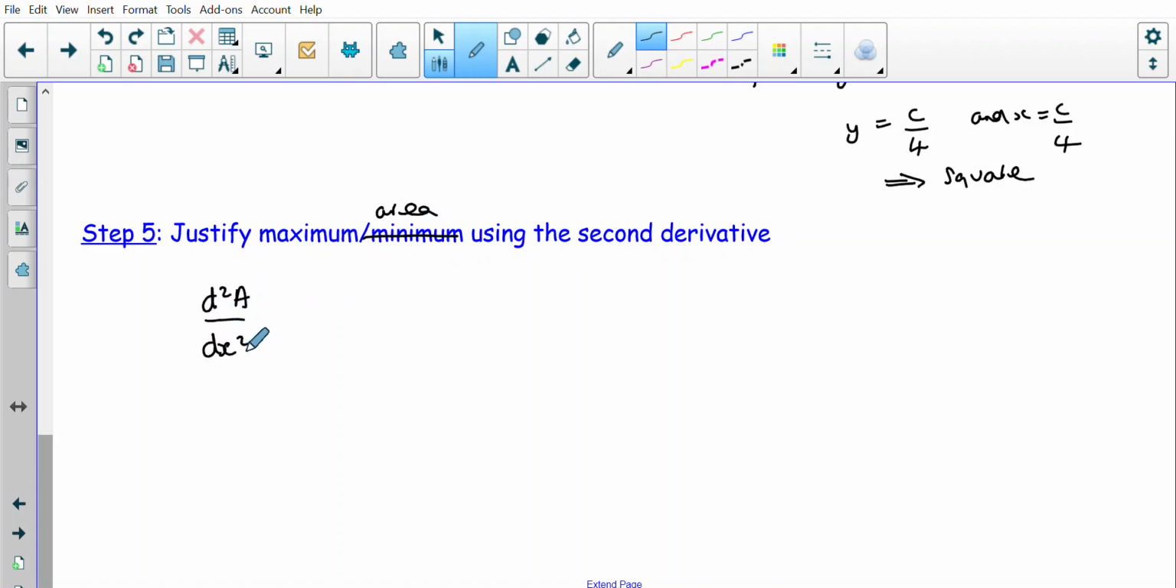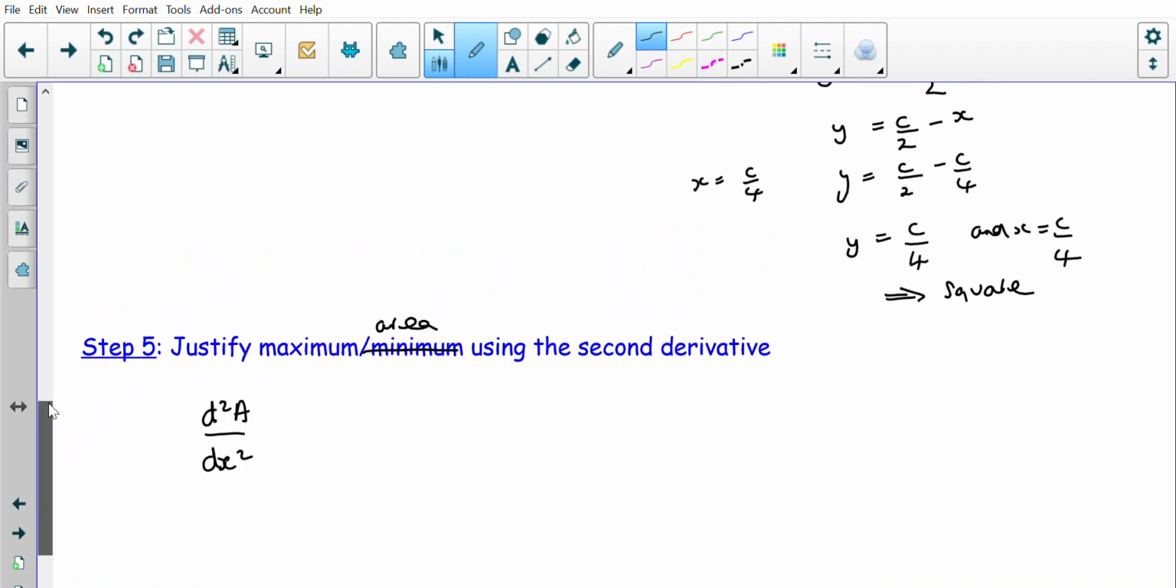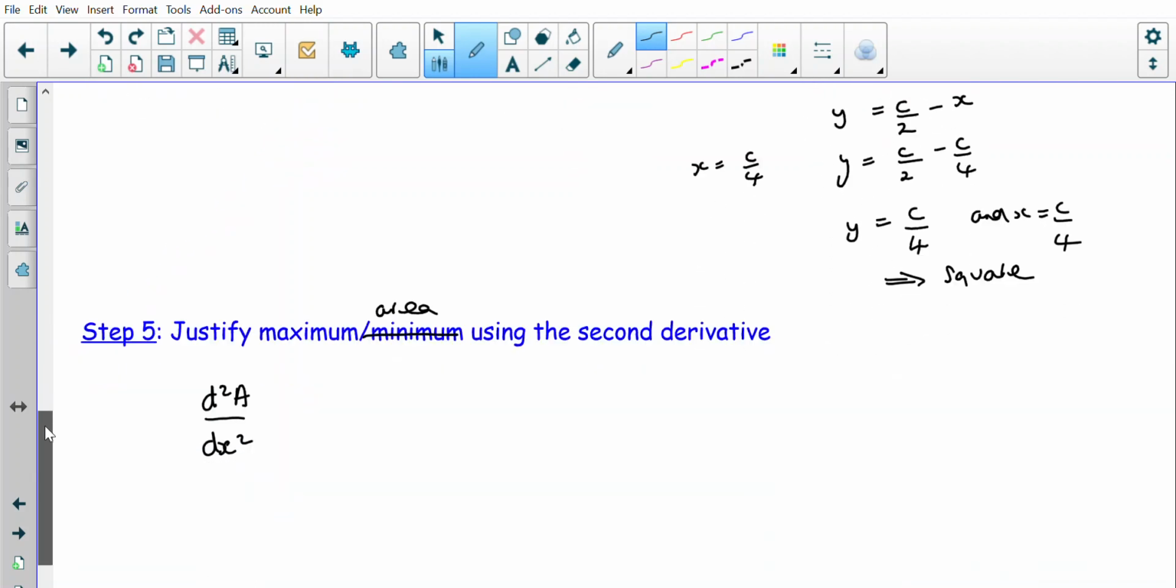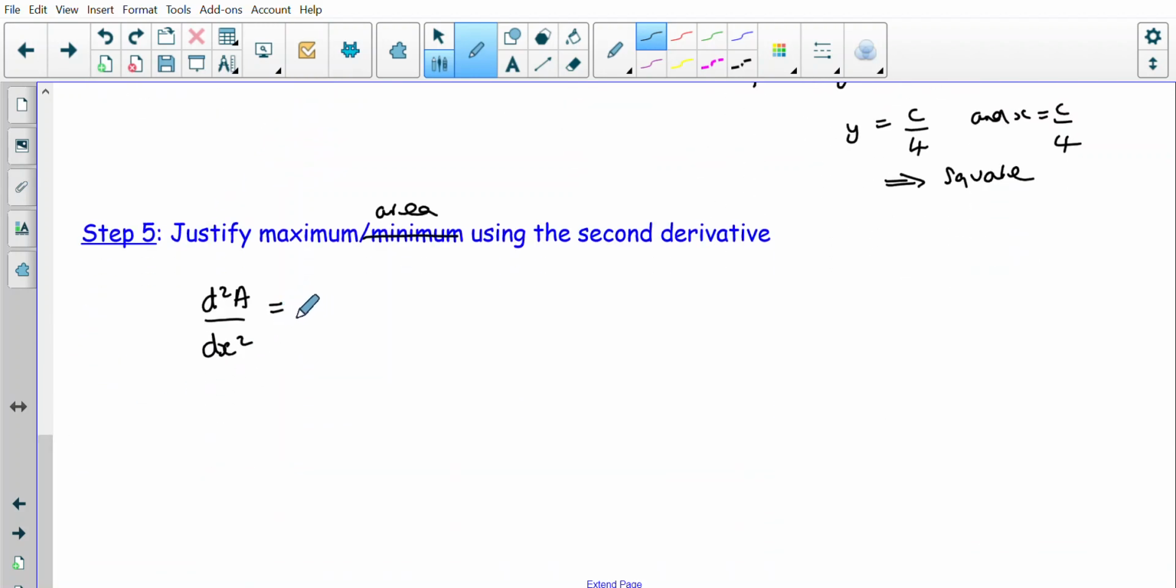So we just need to find d2A by dx squared by finding the second derivative, so we're differentiating c over 2 minus 2x. Now remember, c over 2 is just a number because c is a constant, so when we differentiate that it goes to 0. When we differentiate minus 2x, we're just going to get minus 2. So in this example, the second derivative is minus 2, so it is always negative, less than 0, so therefore our area is a maximum.